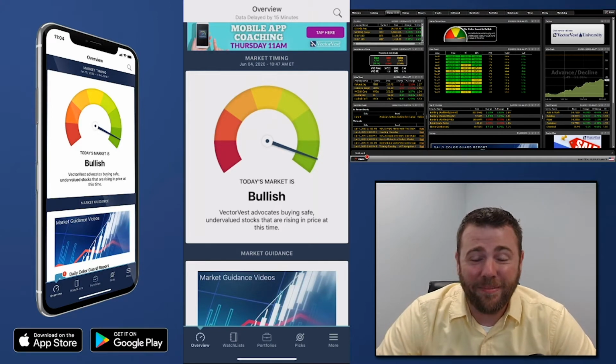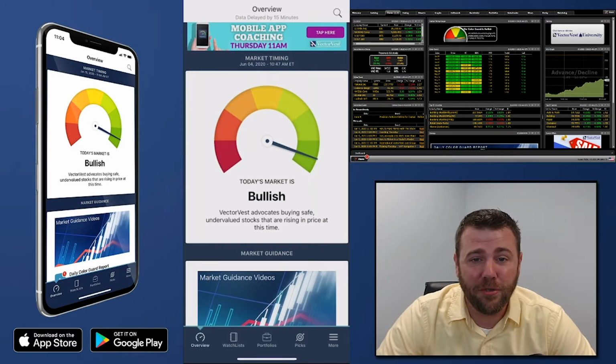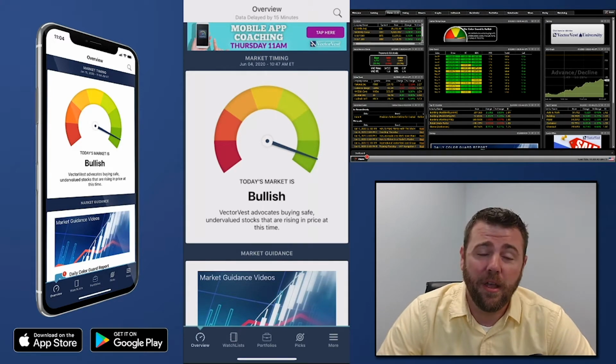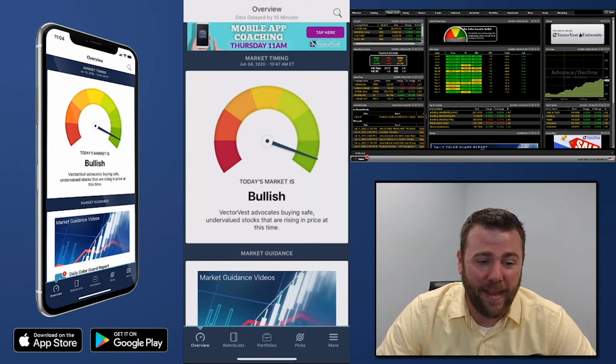So now that we have confirmation, let's go ahead and jump right into it. We've got a great session for you guys. If you're not familiar with this, we are going to be covering the VectorVest Stock Advisory app. It's about the most comprehensive trading tool you can have in the palm of your hand on your smart devices. I see a lot of familiar faces and a lot of new faces. I'm glad to have you all here.